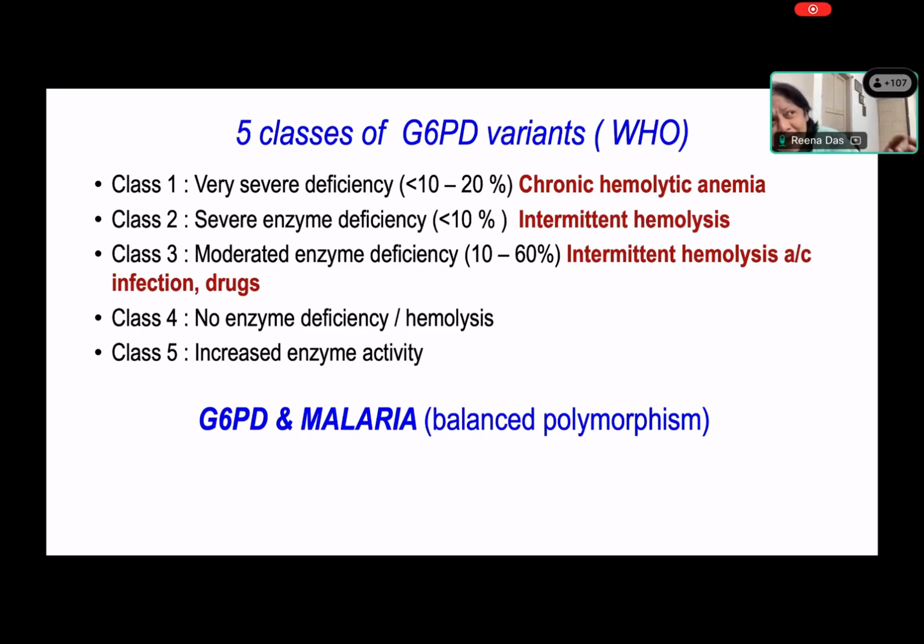So if an RBC is infested with a malarial parasite and it's G6PD deficient also, that RBC will get lysed. So that's not very good for the malarial parasite. So we feel that probably the frequency of G6PD deficiency is higher because of malaria being there in the tropical countries. So that is one of the reasons they say which is there, right?